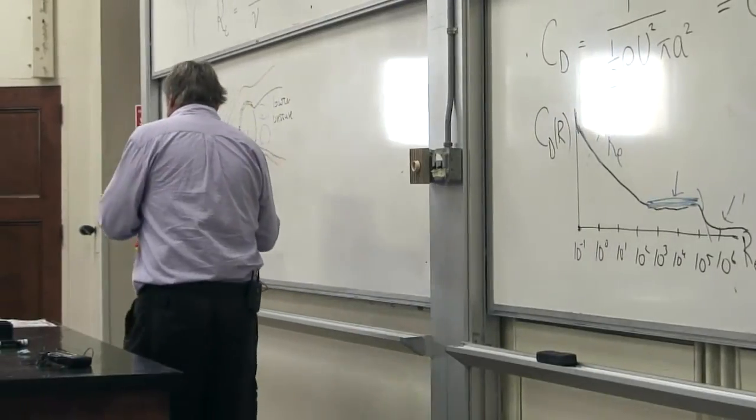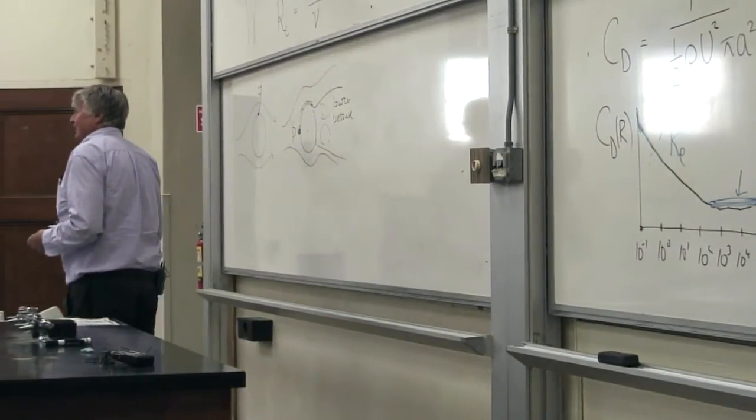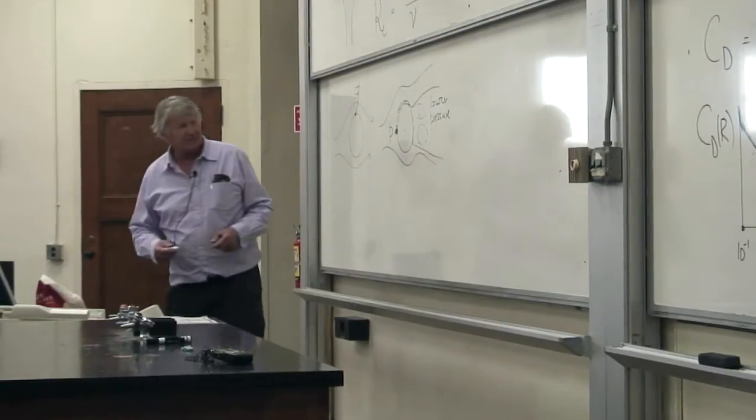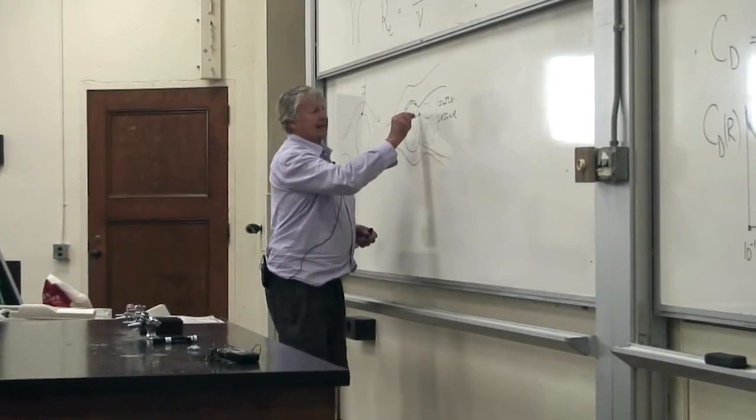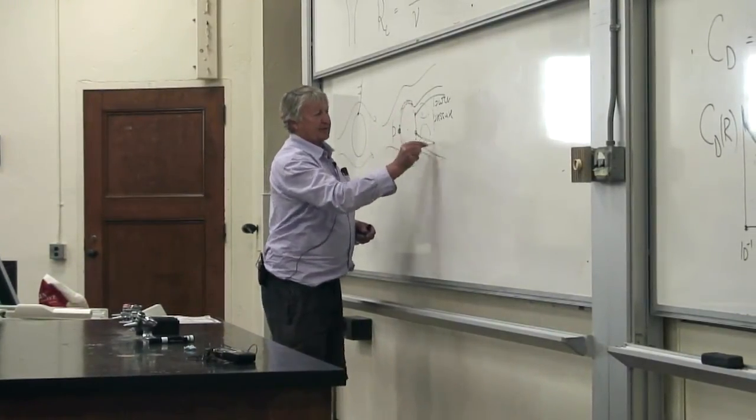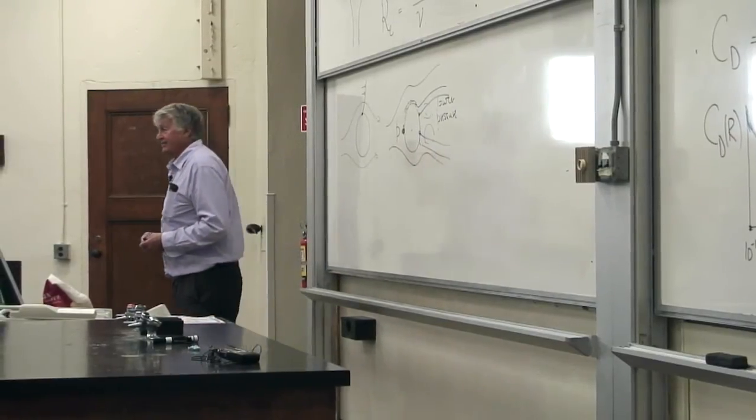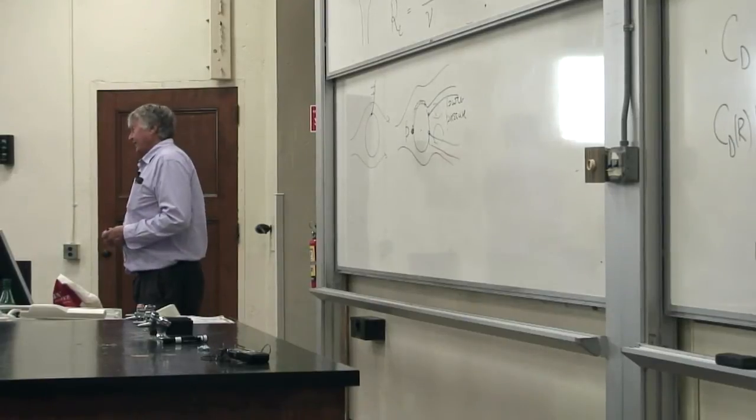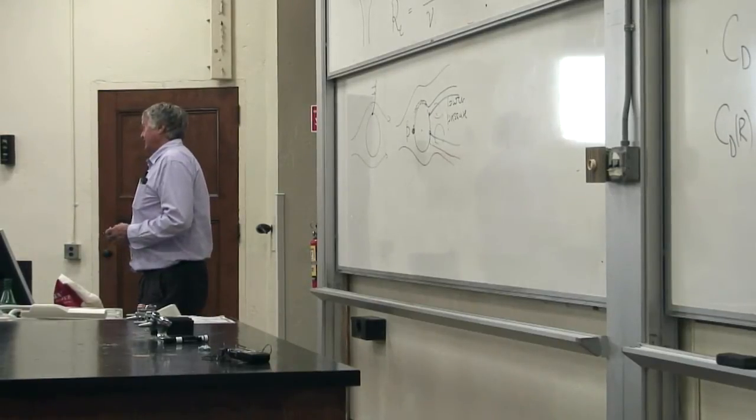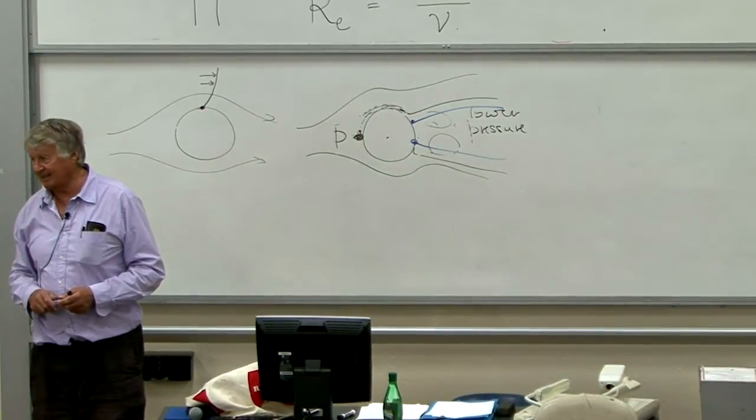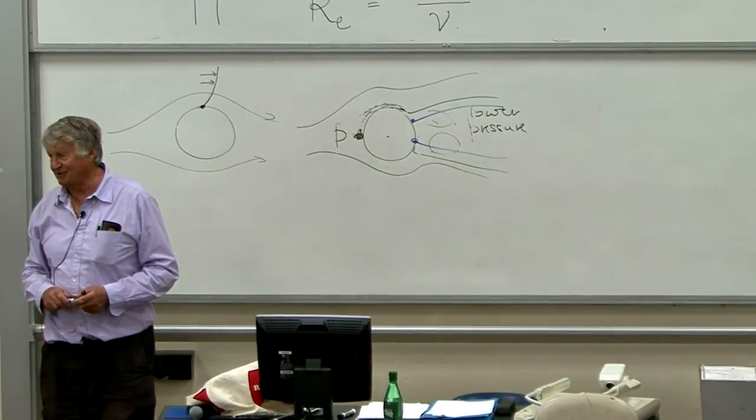And what the turbulence does, you sort of think intuitively it would make the friction worse, but it doesn't. It actually helps the separation points to move downstream, so the wake gets less thick. So in fact, the turbulent drag is less than the laminar drag.